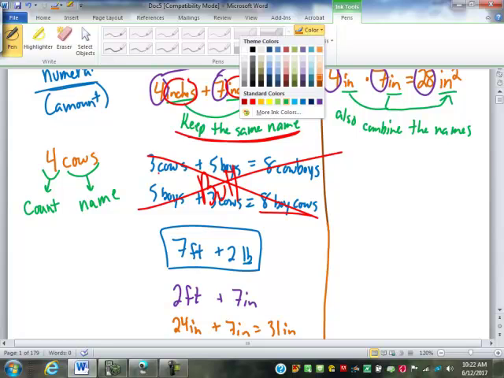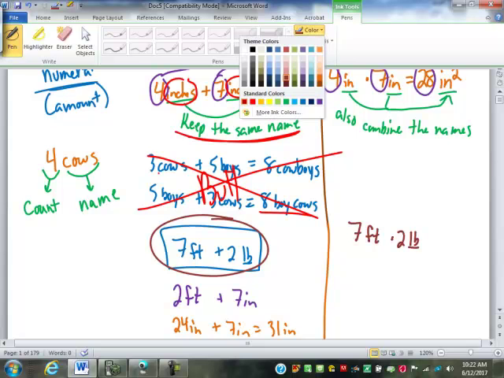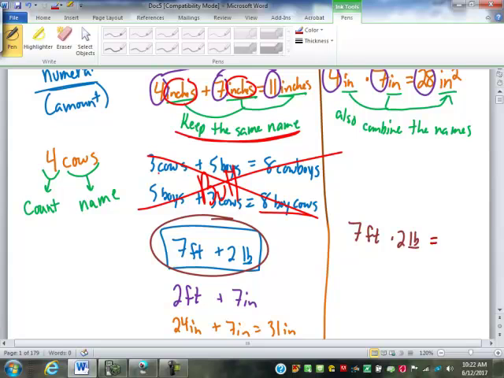Now, we could not add 7 feet plus 2 pounds. But if we were trying to multiply 7 feet times 2 pounds, when I multiply, I'm going to combine the names, which means I don't have to start with the same name. When I multiply, I combine the counts. What's 7 times 2? 14.